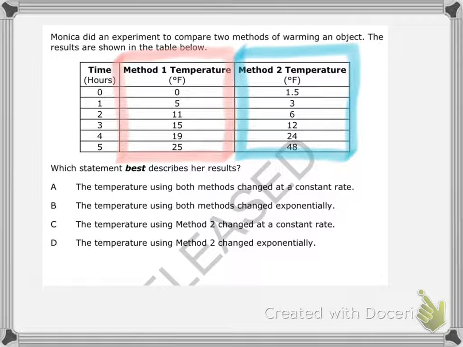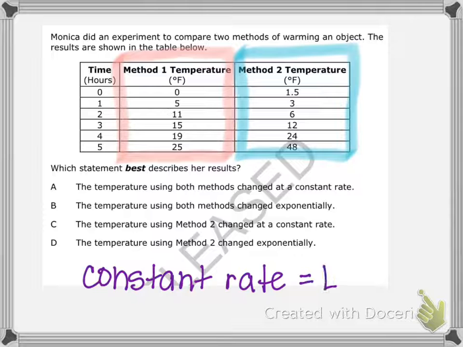Okay. So it says which statement best describes her results. So it says A, the temperature using both methods changed at a constant rate. So a constant rate is something that you need to understand and remember: constant rate is the same thing as them saying linear. That means that we're changing by the same amount each time, adding that common difference. So basically they're saying for A that they're both linear. So if you see constant rate, think linear.